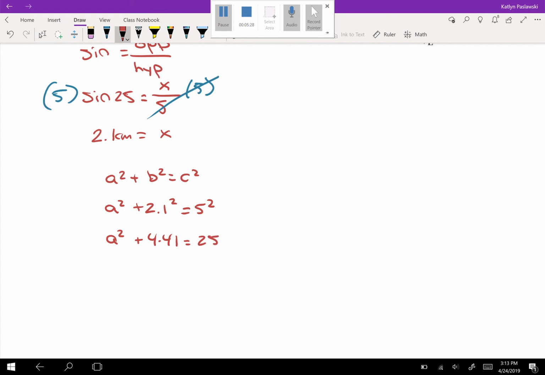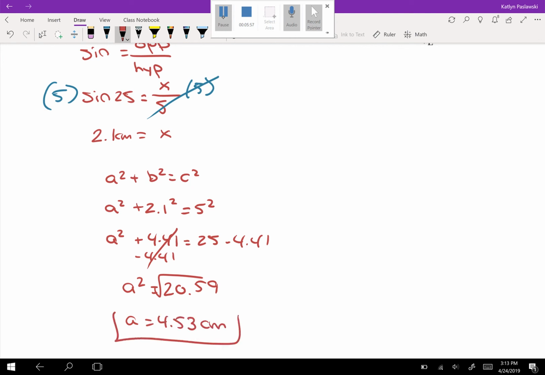I now want to get a by itself, so I'm going to bring the 4.41 to the other side. That would require me to subtract 4.41 and subtract 4.41, so it cancels. a squared is equal to 20.59. To solve just for the value of a, I need to find the square root of 20.59, so a is equal to 4.53. And because I'm solving for a length, my answer is in centimeters.